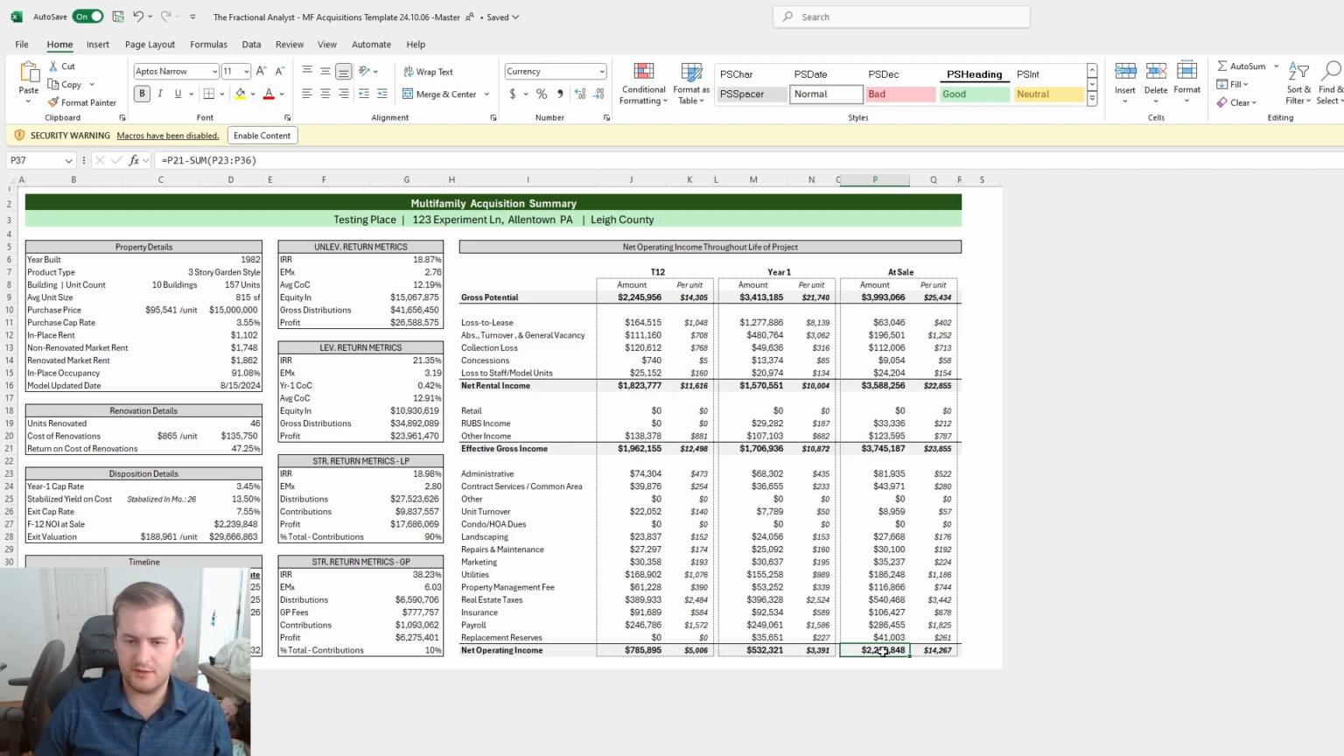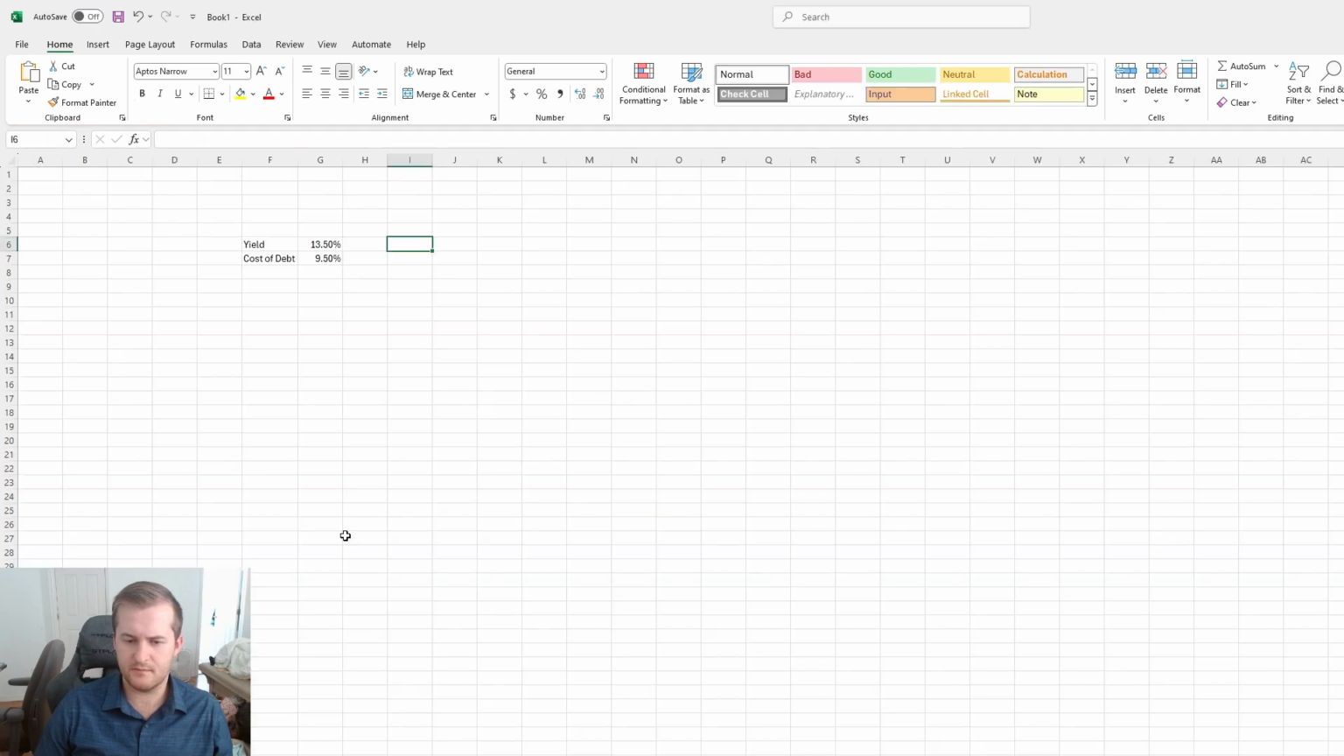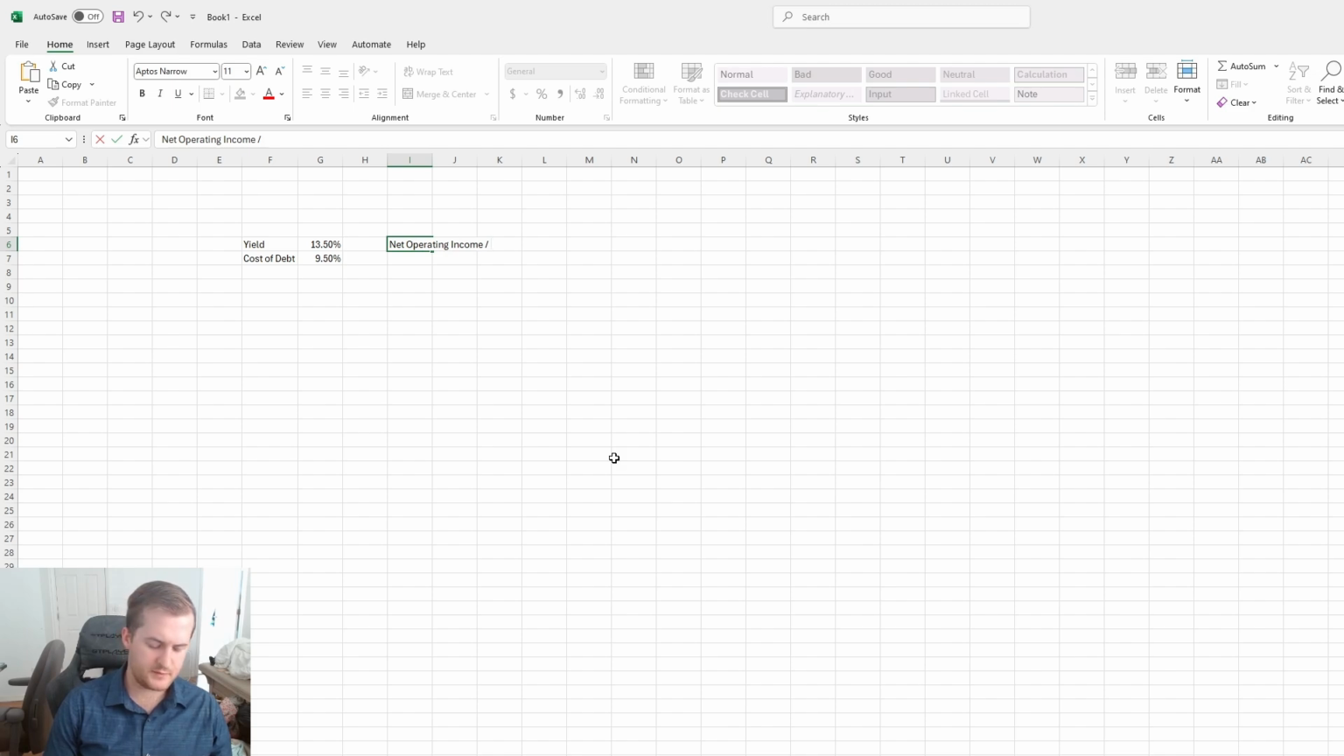So that's your yield in this scenario. Your yield is 13.5%. I'll just put some descriptors here. Net operating income over cost basis gives you your yield. Your cost of debt, meaning how much that monthly payment is costing you relative to the loan balance, is probably the easiest way to say it. Debt service over loan balance.